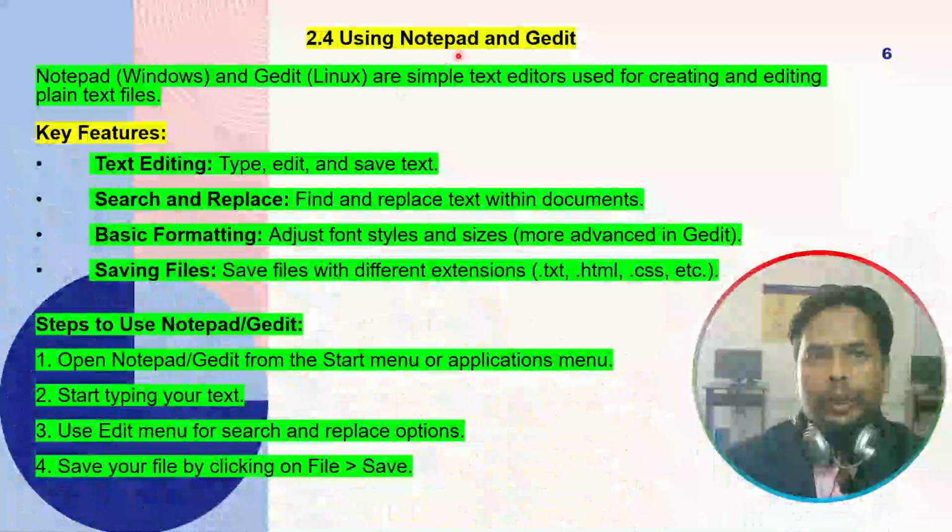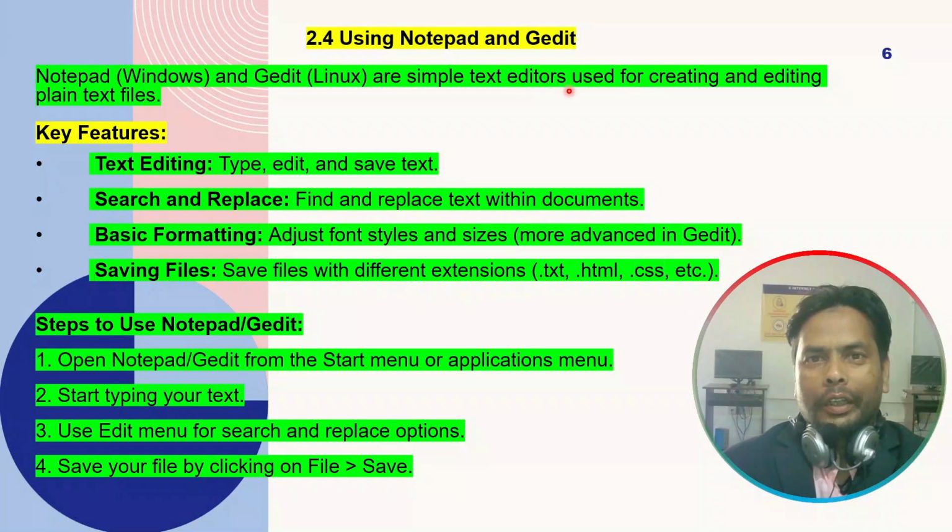Next है using Notepad or Gadget. Notepad and Gadget are simple text editors used for creating and editing plain text files. Key features: text editing, type, edit, and save text. Search and replace, find and replace text within documents. Basic formatting, adjust font style and size, more advanced in Gadget. Saving files, save files with different extensions, .txt, .html, .css, etc.